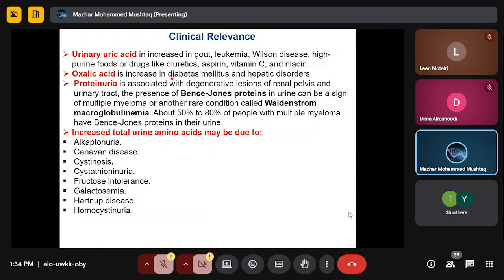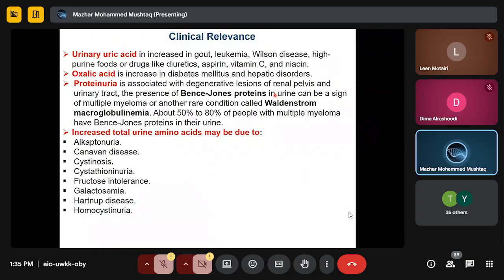Oxalic acid is increased in diabetes mellitus and in hepatic disorder. Proteinuria is associated with degenerative lesion of the renal pelvis. For example, it can indicate urinary tract infection. It can also indicate Bence-Jones protein in the urine, which is very significant for the multiple myeloma condition. Somebody with multiple myeloma would have Bence-Jones protein, first discovered by this person, so that is why it's called Bence-Jones protein. Otherwise it does not have any significance with the name. So that would indicate macroglobulinemia if there is multiple myeloma.